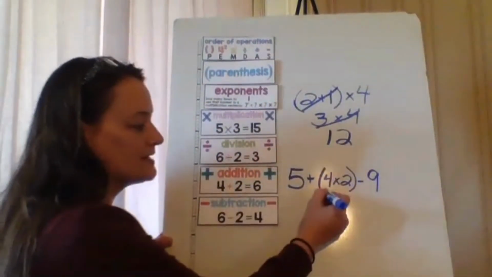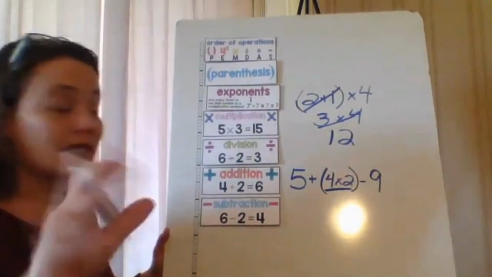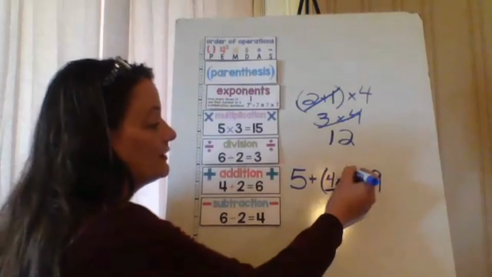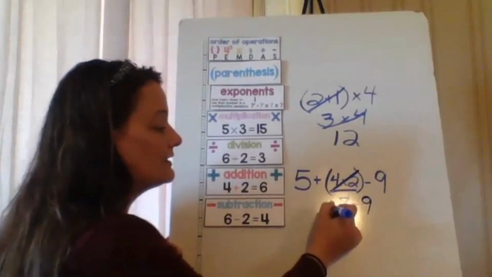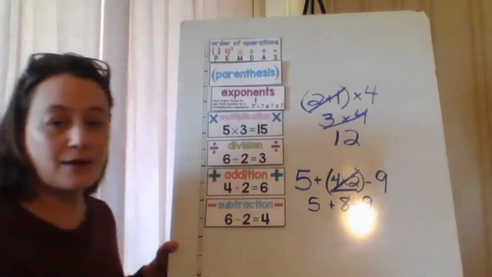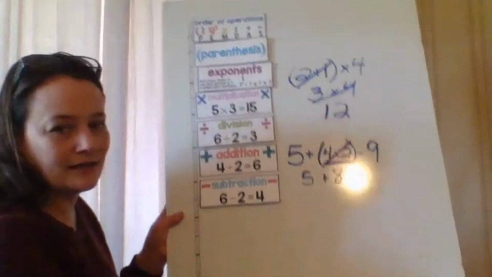So our parentheses, yes, I do have parentheses. I have 4 times 2. So let's go ahead and get that out of the way. Okay, 4 times 2 is 8. And I'm going to rewrite the rest of my problem so I don't lose my place. Okay, then I've done my parentheses.